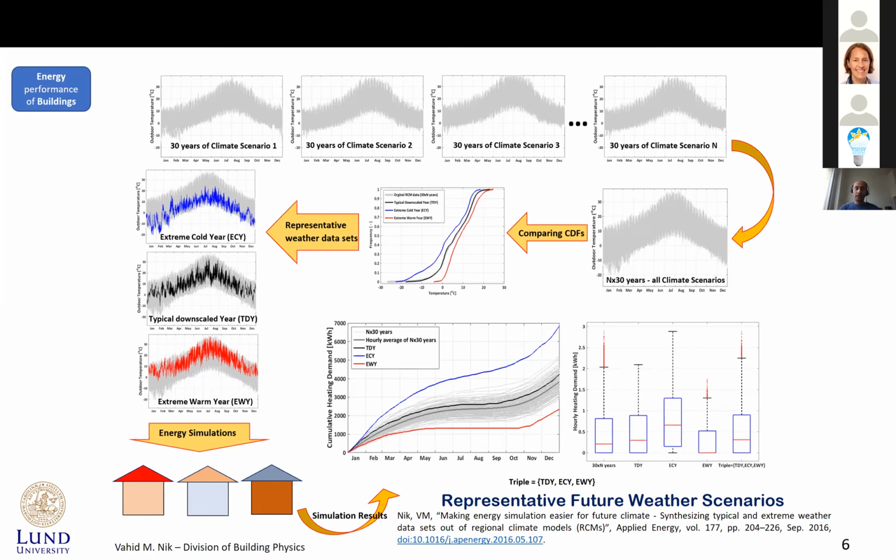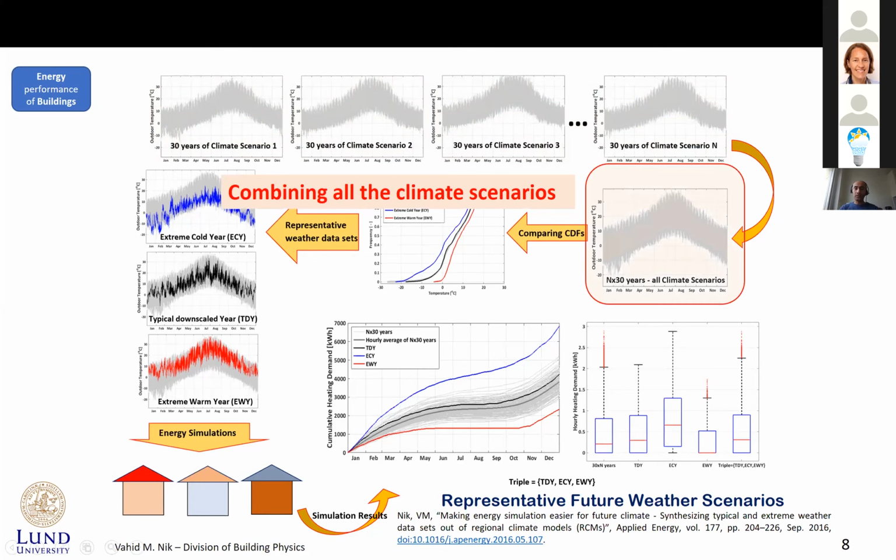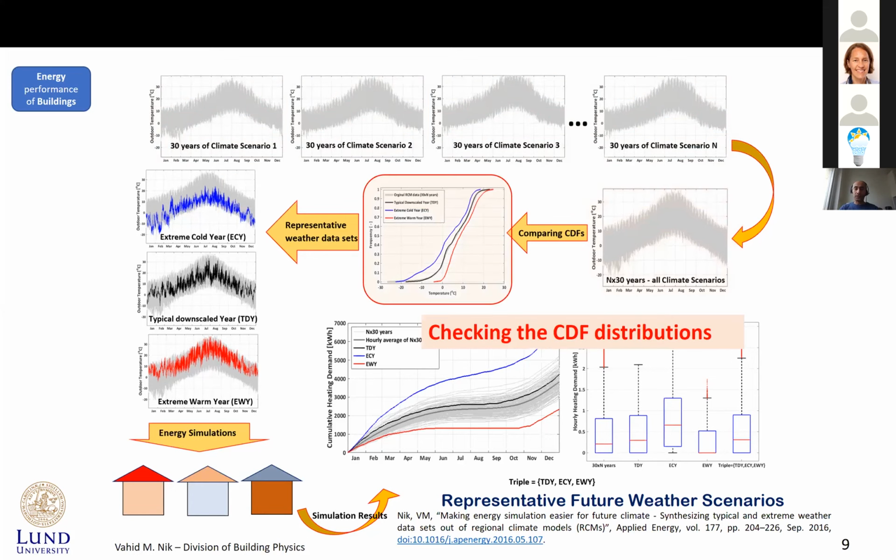Then we have developed methods to generate representative weather datasets. This is like looking into the distribution or cumulative distribution of the weather datasets that we have. Then we select the month that varies in a very similar way to the whole dataset, and also two months with the maximum difference.